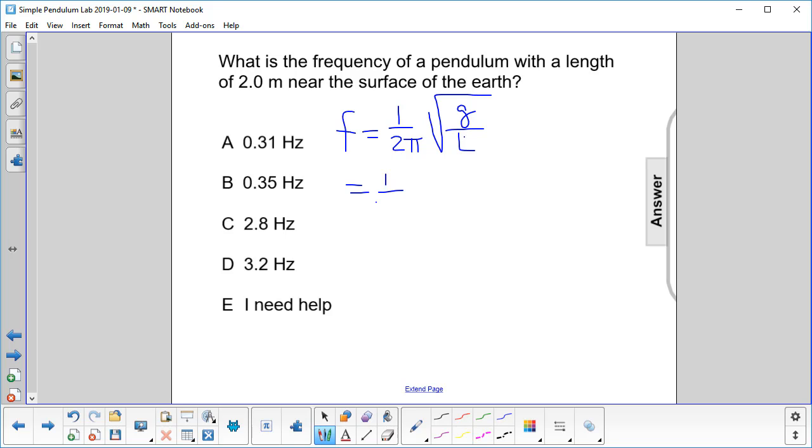So we substitute in 1 over 2 pi times the square root of 9.8 meters per second squared divided by the length of 2 meters.